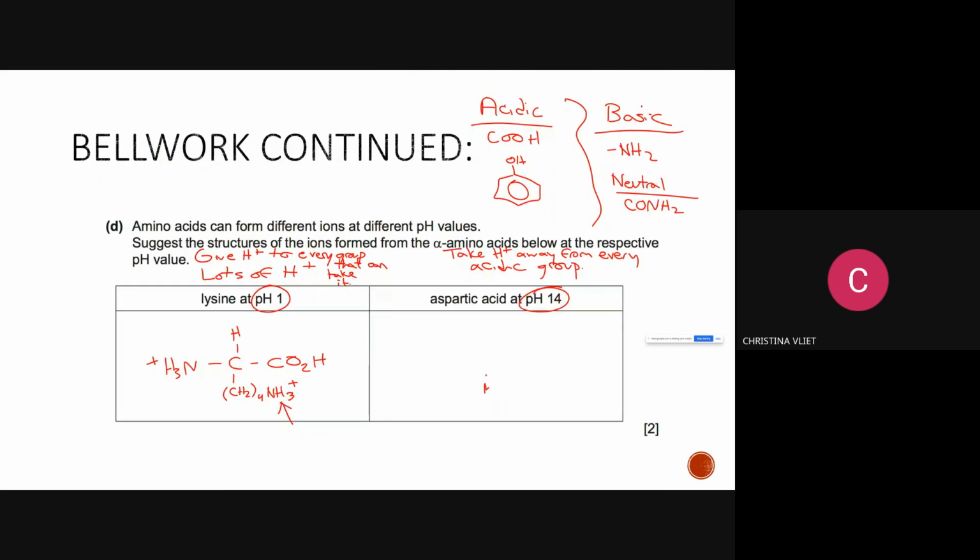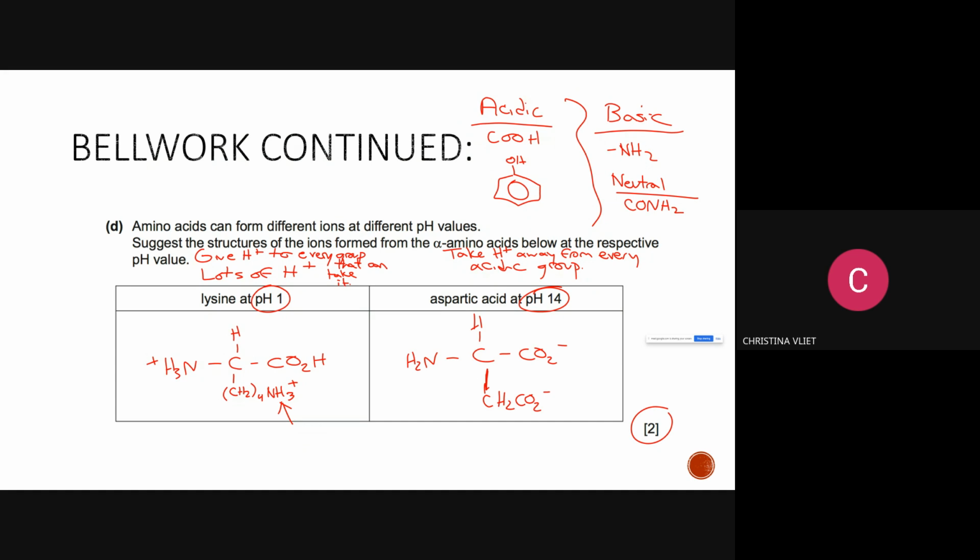CH2CO2H. It was given to you in the thing. So it's CO2 minus, H2N, H. And then down here is, I think, CH2CO2 minus, like that. Check your answer to see if that's what you got or if you made any mistakes. And it's 1 mark for each correct box here.